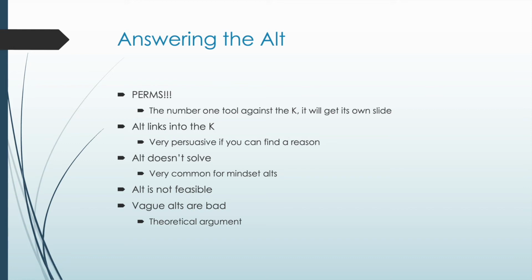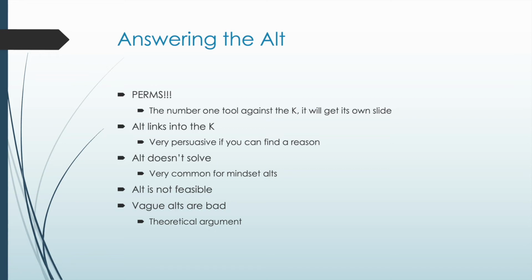The next type of argument that you can make is that the alt is not feasible, especially for pragmatic alts. This is kind of the pragmatic version of the alt doesn't solve. It's a little bit more specific in saying that the alt is trying to do something literal in the world, affect literal world change that is observable, but that would never actually happen in the real world. So if you can make an alt is not feasible argument, that functions very similar to taking out the solvency of the alt.